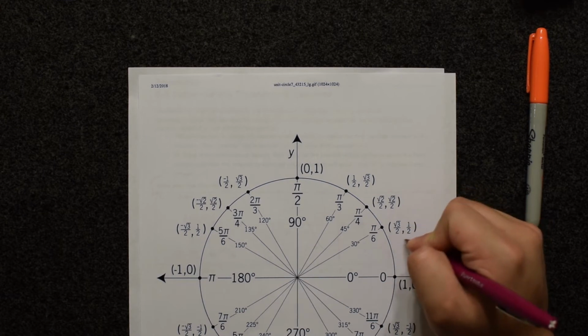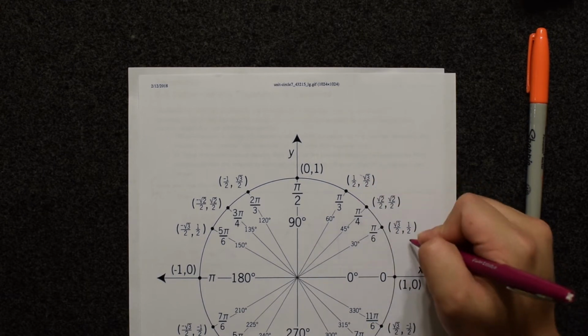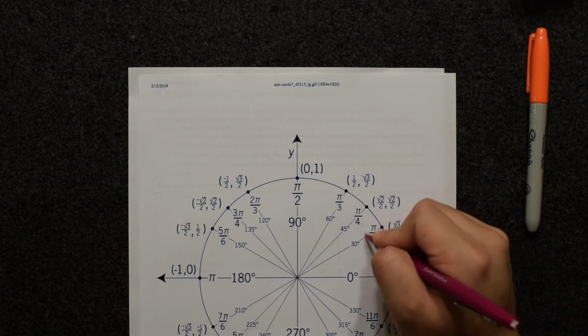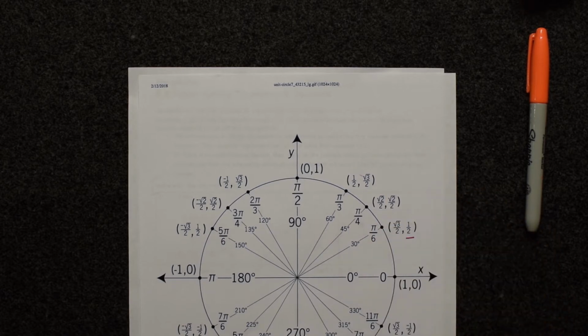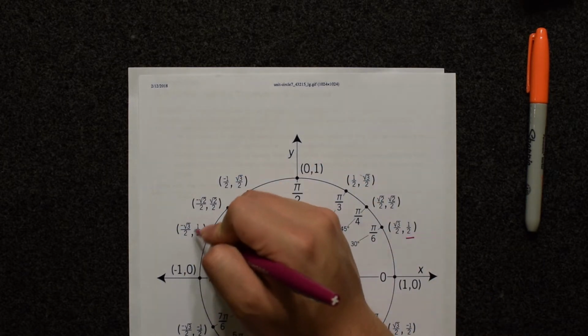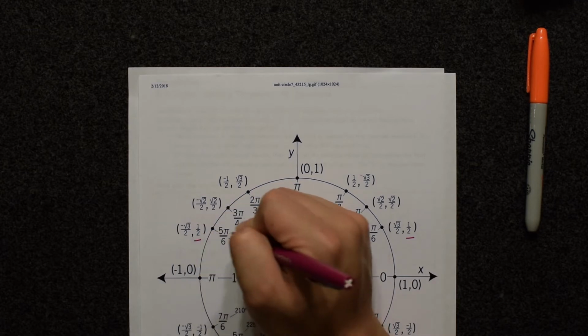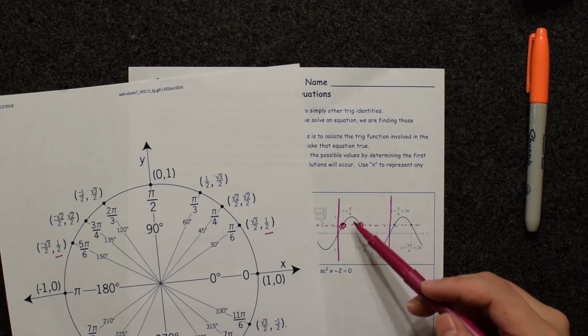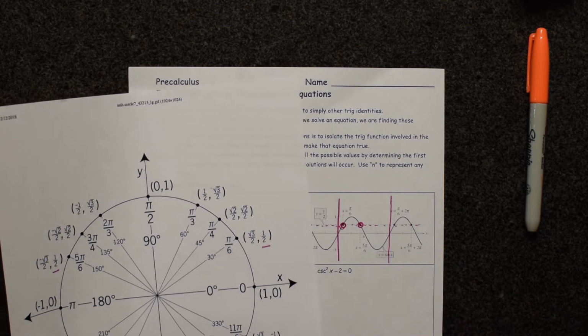So we're looking at just the y coordinates, and by looking here, I see that there's a 1/2 in the y coordinate at pi over 6, which is actually the first value that we got. If we keep going around and looking, we can see that there is another y coordinate with a value of 1/2 at 5 pi over 6. And so this is where our graph and our unit circle are going to correlate.